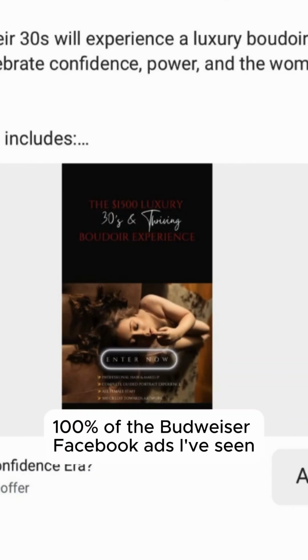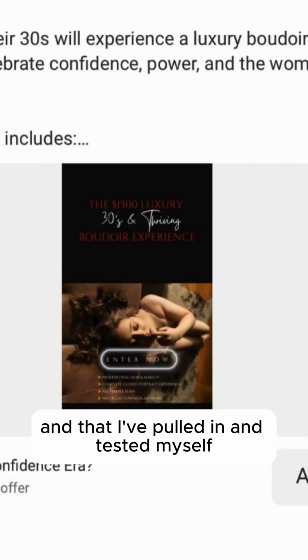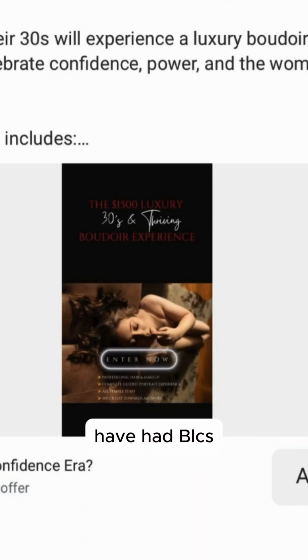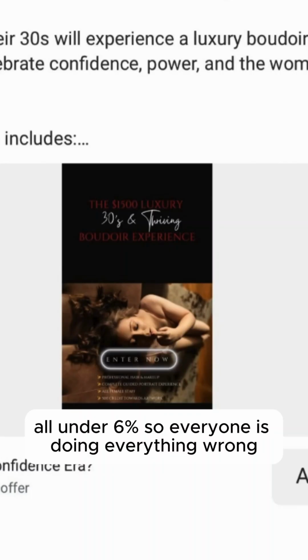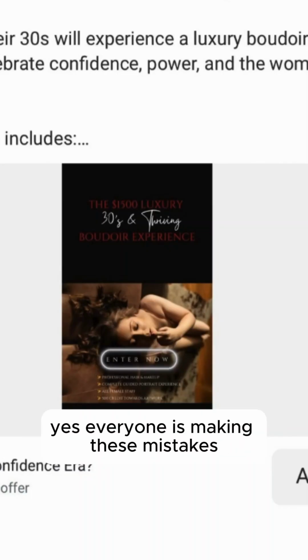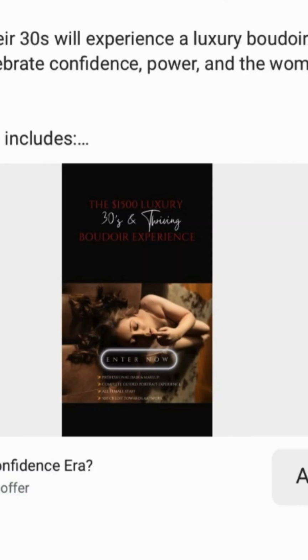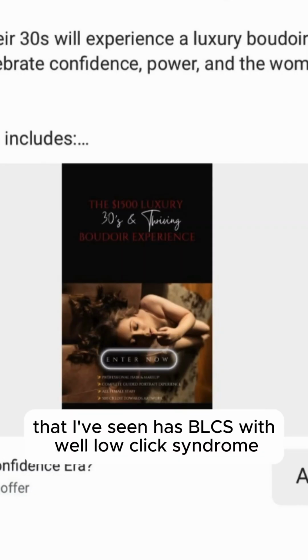Well, 100% of the Boudoir Facebook ads I've seen the back end for and that I've pulled in and tested myself have had BLCS, Boudoir low click syndrome, with a unique CTR all under 6%. So everyone is doing everything wrong. Yes. Everyone is making these mistakes. That's why everyone that I've seen has BLCS, Boudoir low click syndrome.